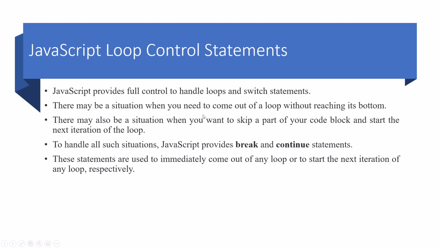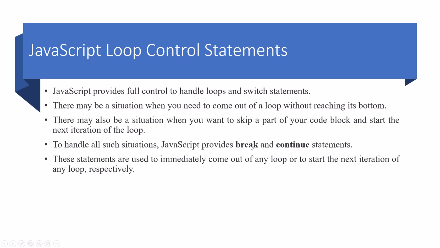There may be a situation when you need to come out of the loop without reaching its bottom, means not executing all the code or all the statements in that loop. If you want to come out of the loop, we can use these control statements. And there may also be a situation when you want to skip part of a code and start the next iteration of the loop. We can use the control statements. And to handle such situations, we have the control statements like break and continue.